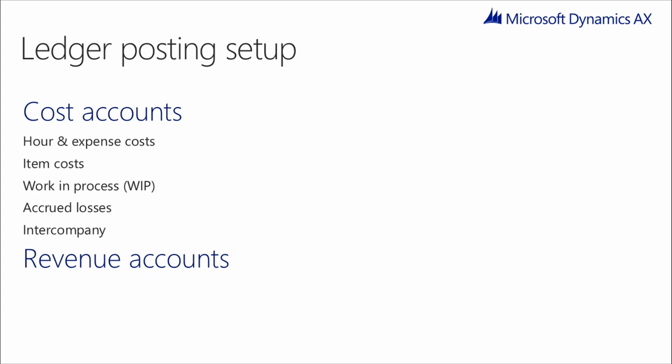Revenue accounts are only relevant to the externally facing projects of fixed price and time and materials. And we have to define those for invoice revenue, which we've taken a look at. And then we can also define them for accrued revenue, which is another more advanced topic, as well as WIP for revenue accounts and intercompany.